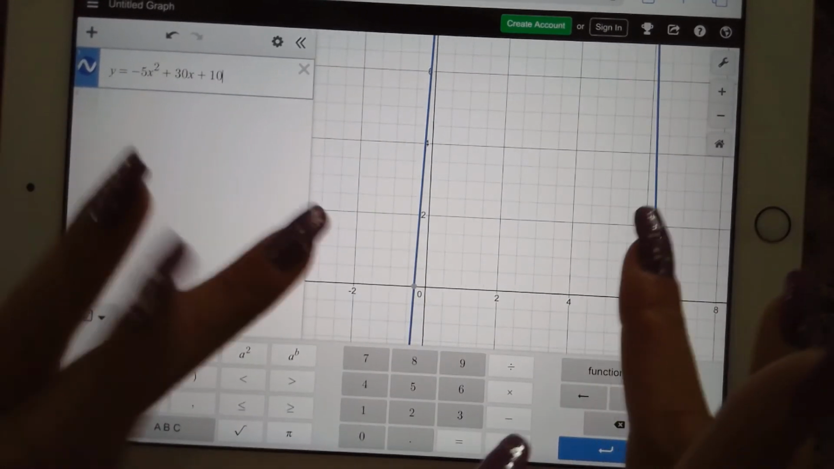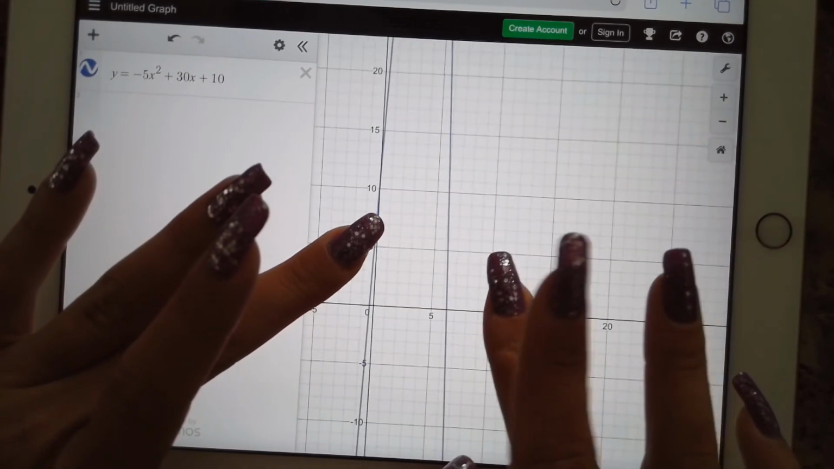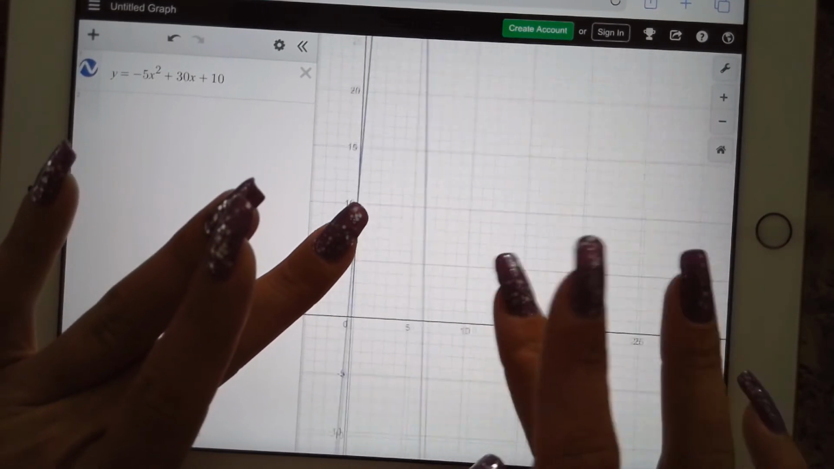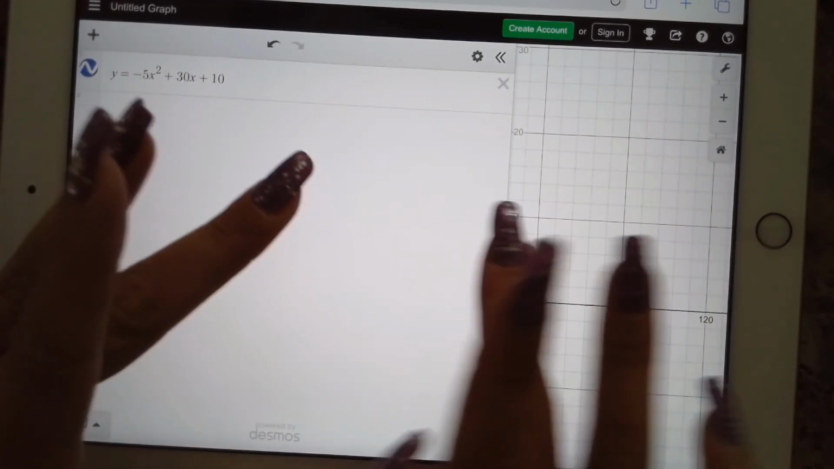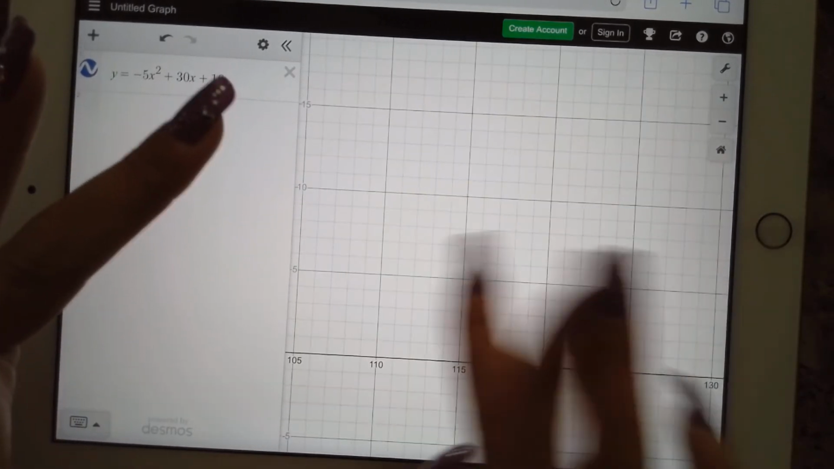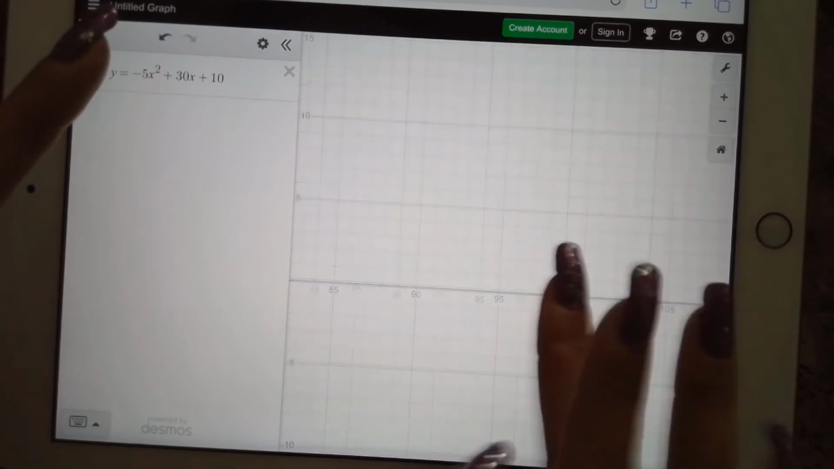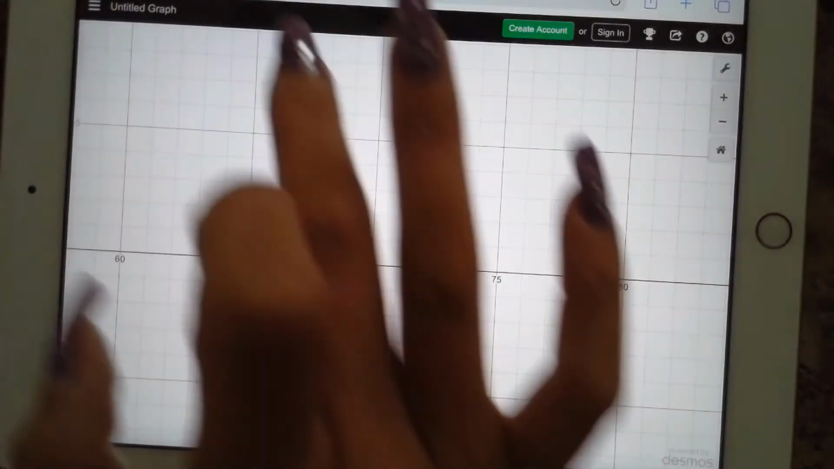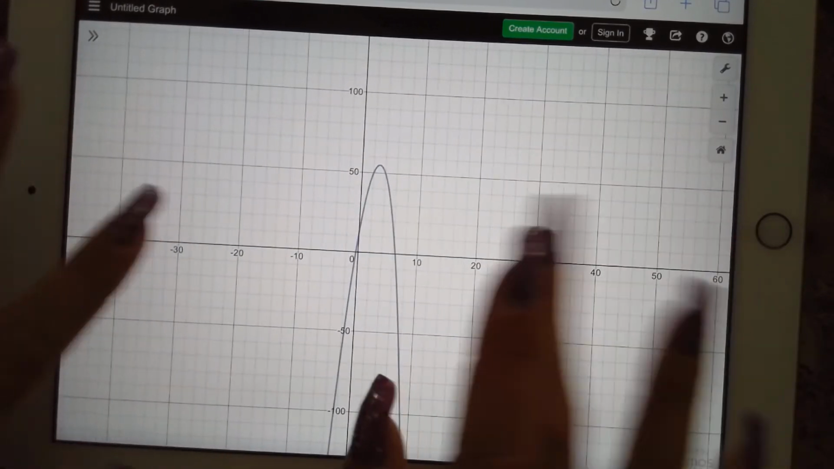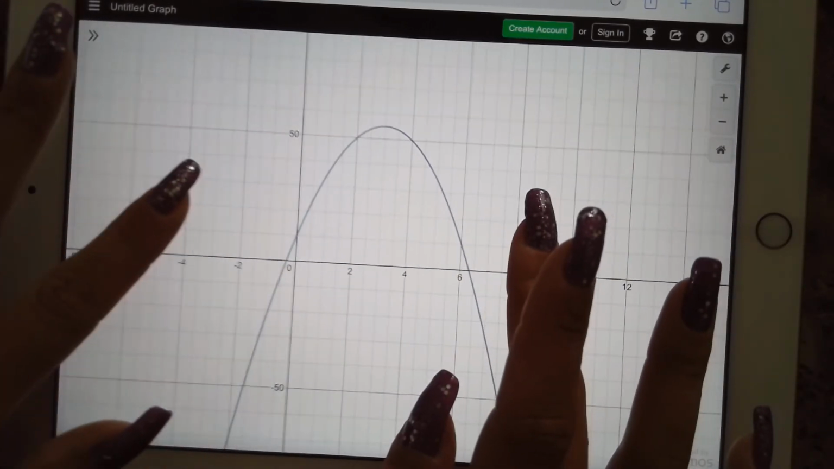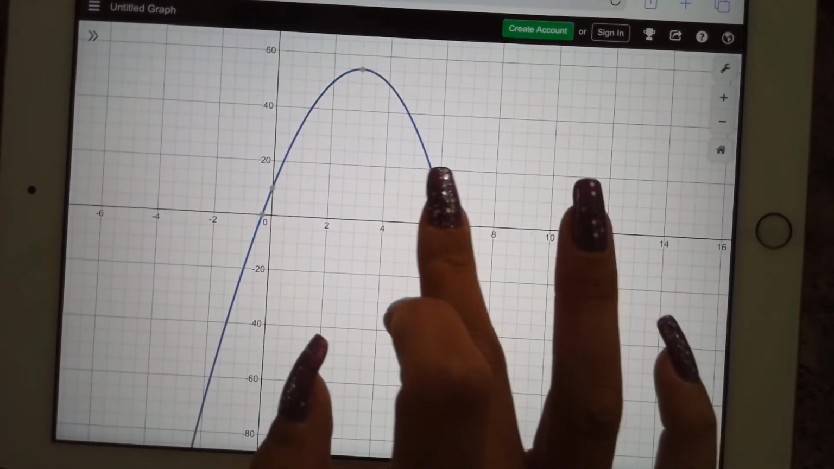Perfect. So this is our graph. If we keep zooming out, it went really high up there, right? Let's go back to where our graph is. I lost our graph. Sorry guys. There we go, there's our graph. And let's see, how long is it in the air for?